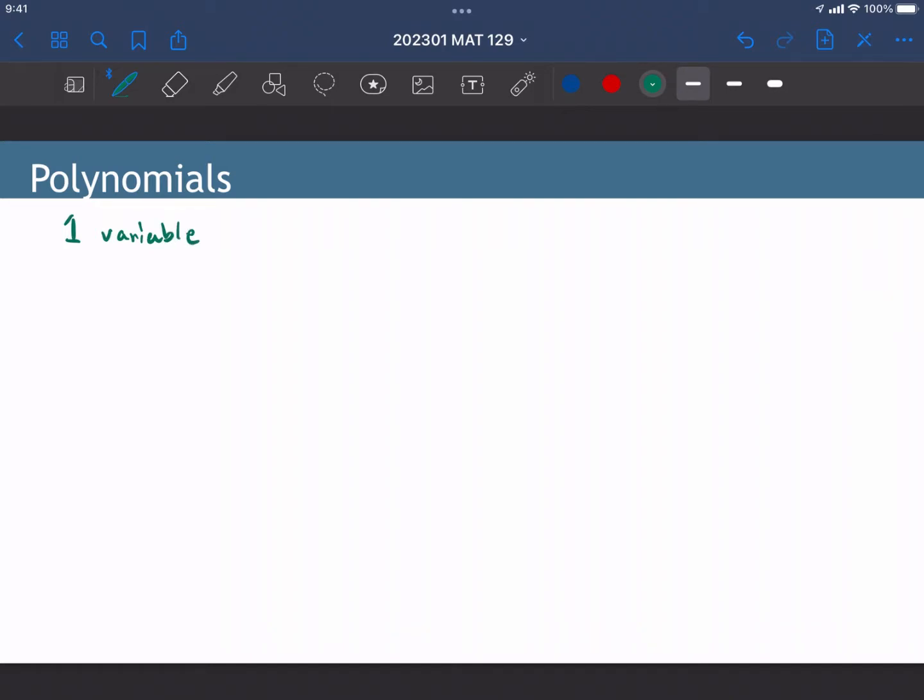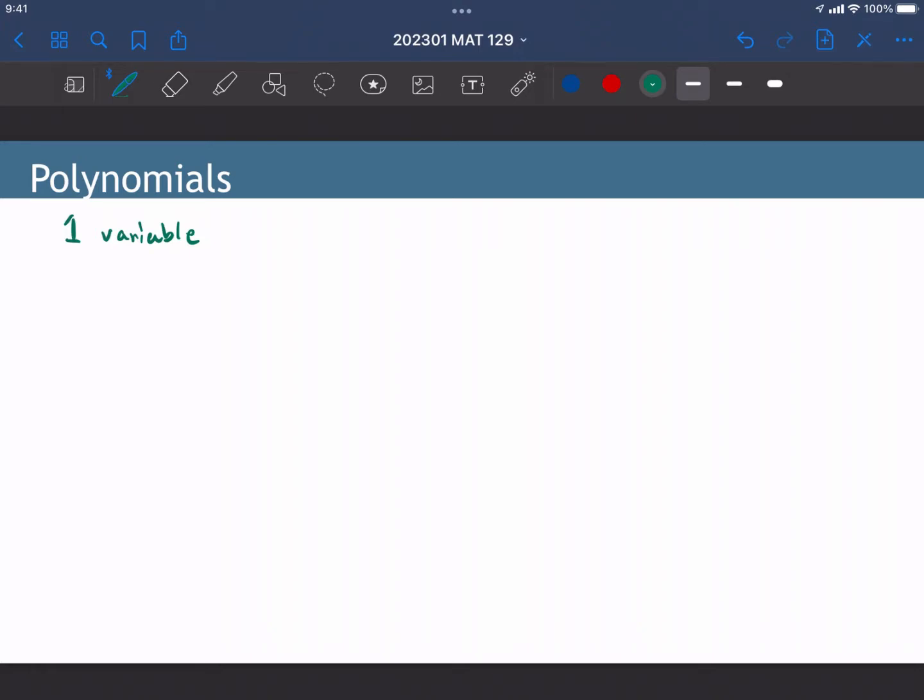Alright? Now, be careful here. When I say one variable, I don't mean you only see a variable once in the equation. I just mean there's only one variable in the equation, so x, and all you see is x. It's not a mix of x's and y's and etc., right?